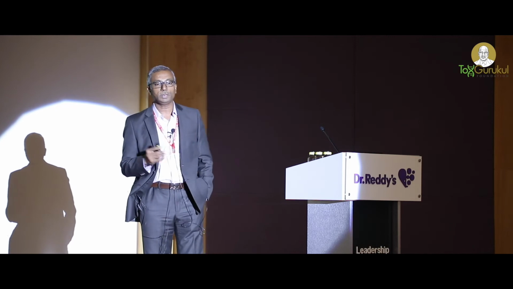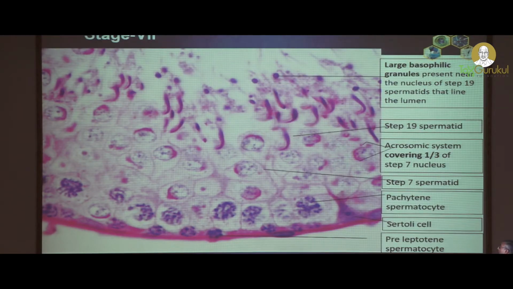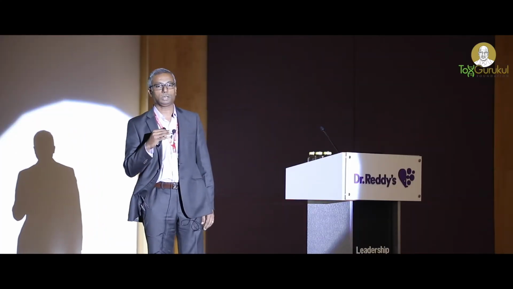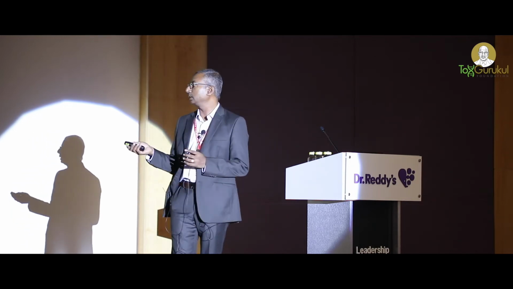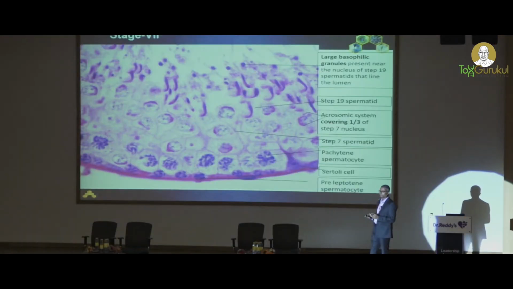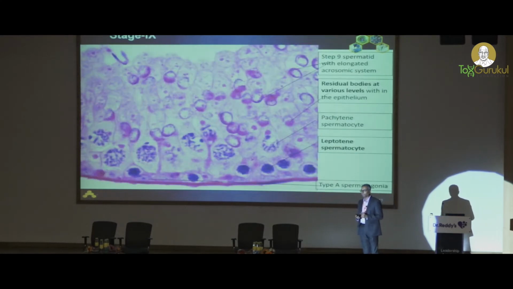So, in stage 7, the step 19 spermatids from the previous cycle have already moved towards the lumen, and there is the presence of the large basophilic granule that you see. The characteristic of the acrosomic system is that it is covering one third to sometimes even half of the nucleus of the step 7 spermatid in this case. And you see that the pachytene spermatocyte size has further increased.